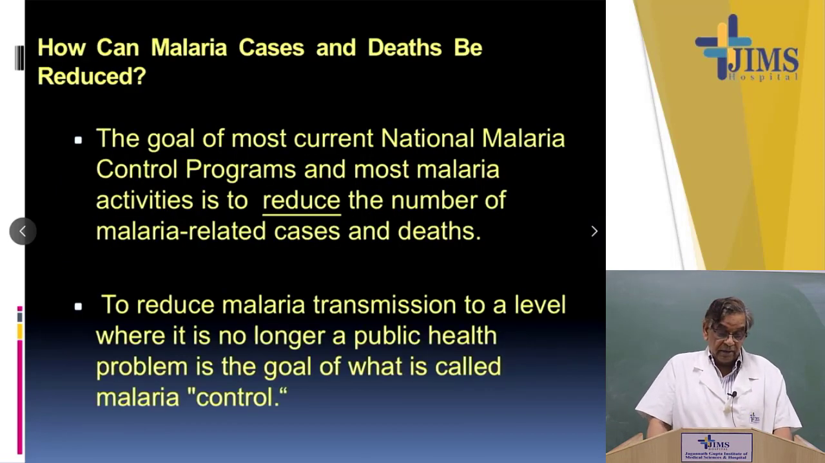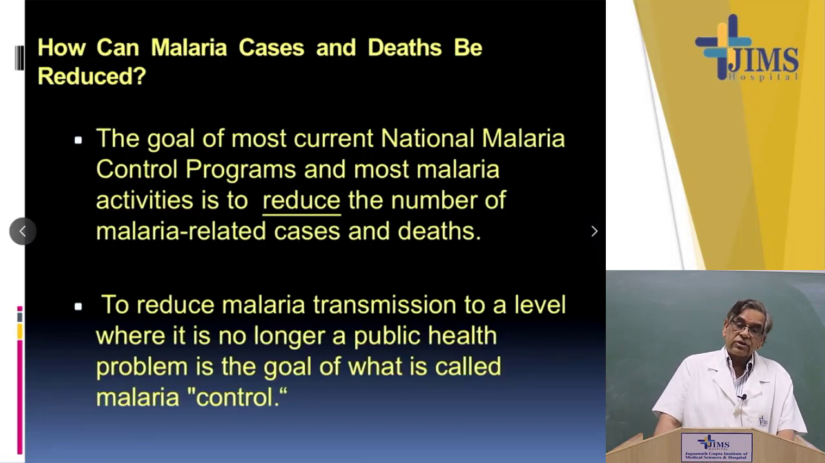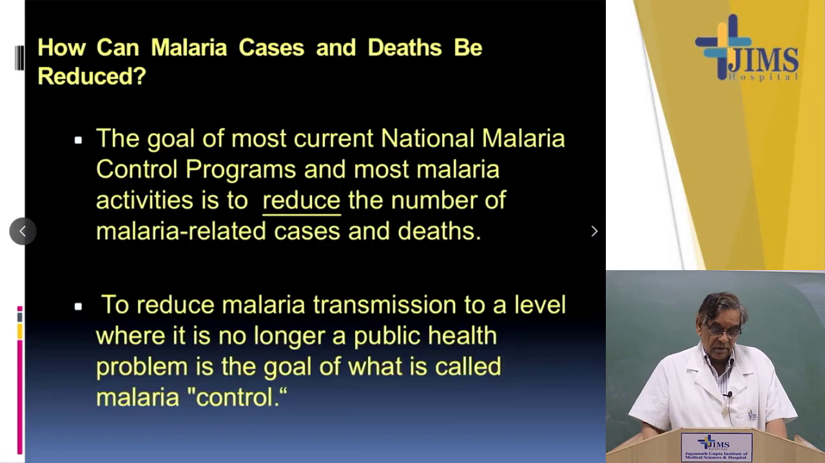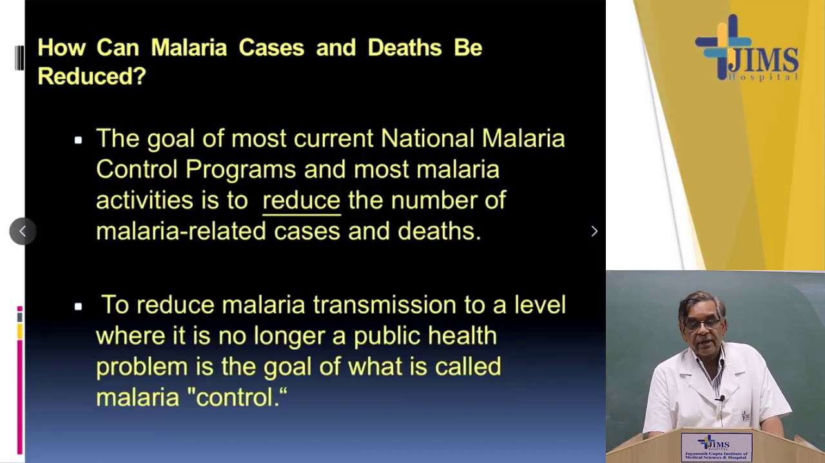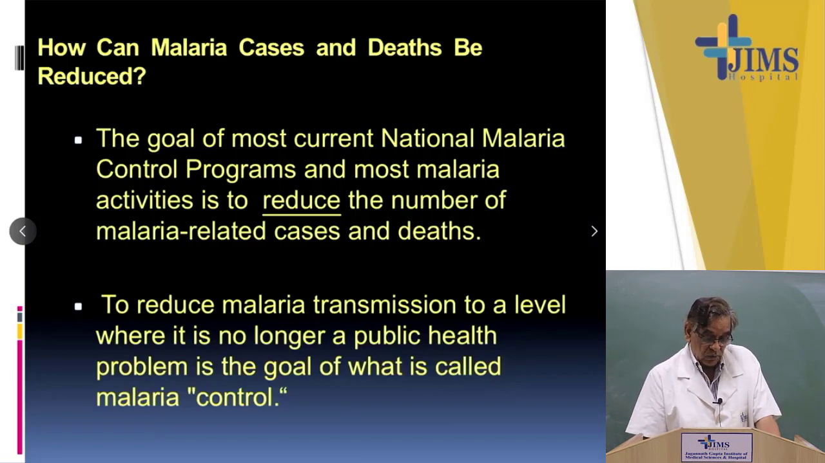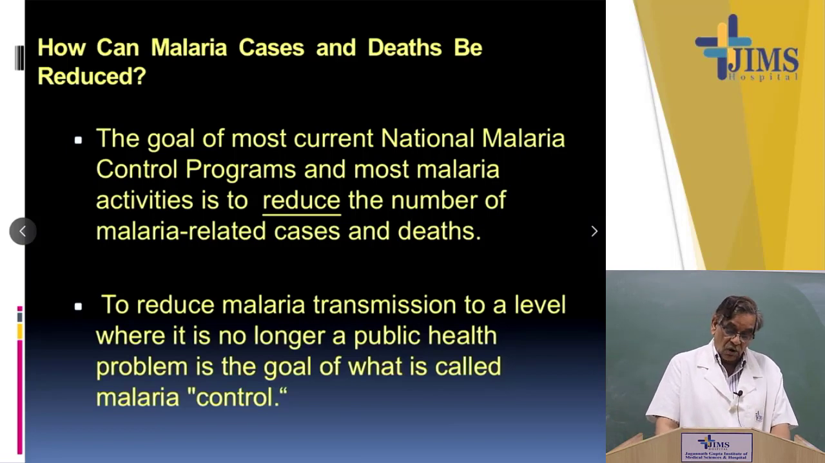So how can malaria cases and deaths be reduced? The goal of most current national programs and most malaria activities is to reduce the number of malaria-related cases and deaths. To reduce malaria transmission to a level where it is no longer a public health problem is the goal of what is called malaria control.